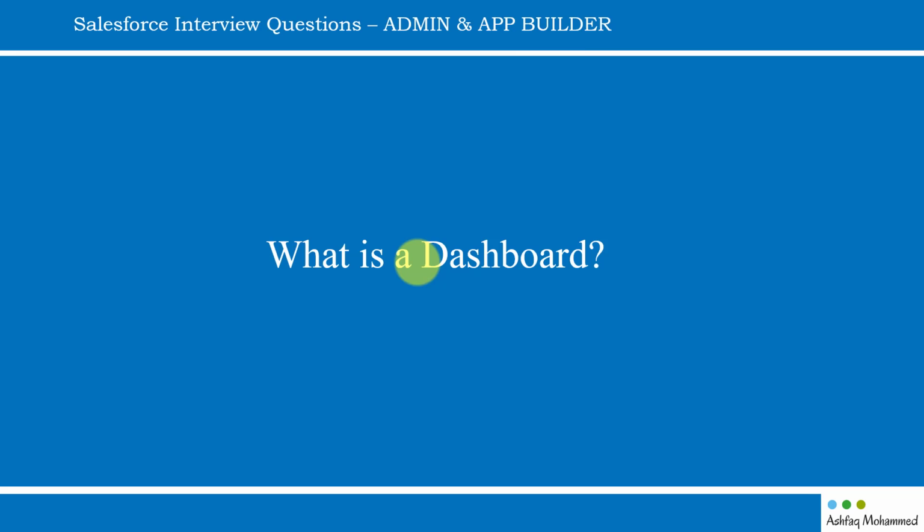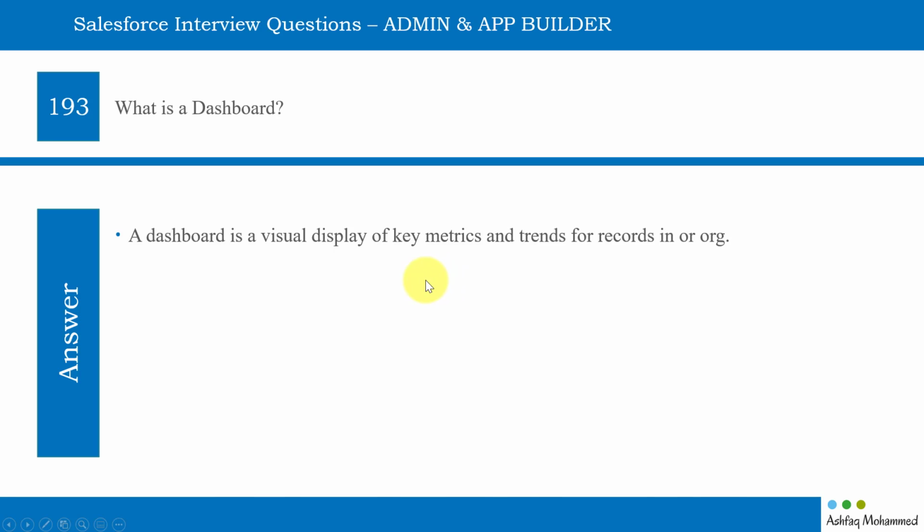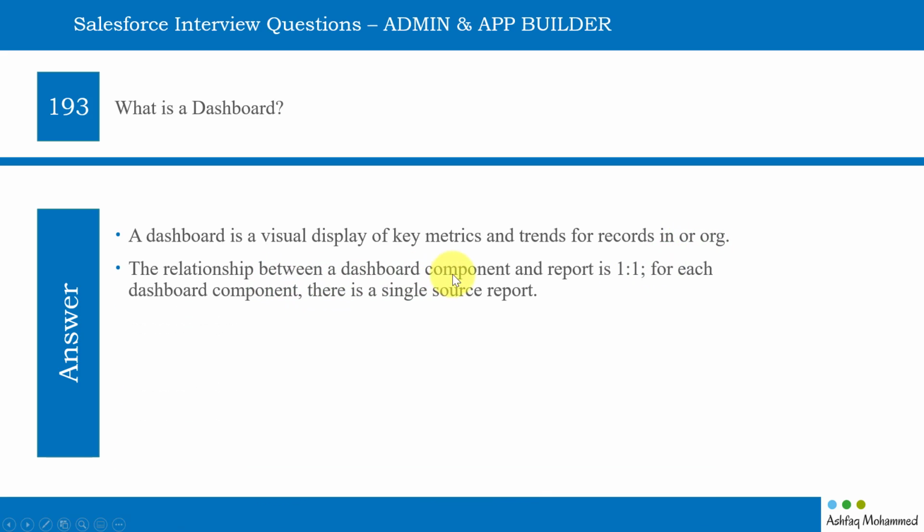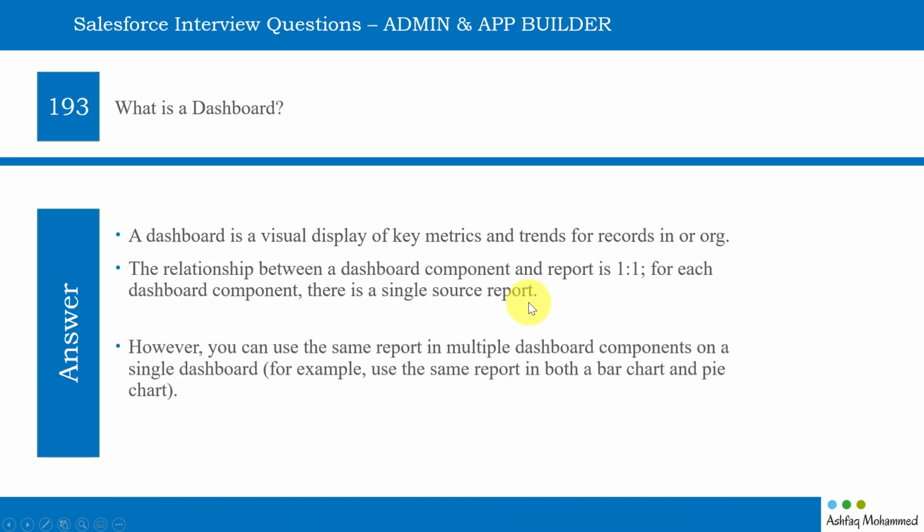The next question is, what is a dashboard? When a report comes in, a dashboard should also come along. So a dashboard is a visual display of key metrics and trends for records in an org. The relationship between the dashboard component and a report is one-to-one. For each dashboard component, there is a single source report. So basically, to create a dashboard, we need to have a report. Without creating a report, we cannot create a dashboard. How? Let's see it in future videos.